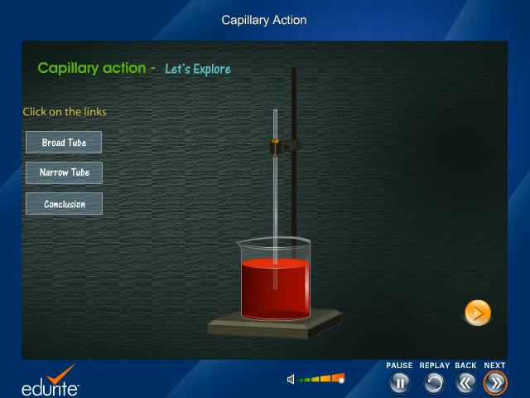Dip the capillary tube with wider bore into the beaker containing colored water. The water rises up. Note the level of water column. Observe that the water level inside the tube is higher than the water level in the trough.